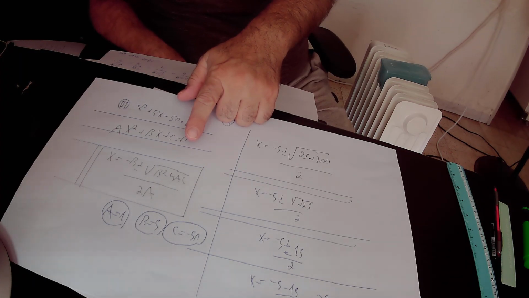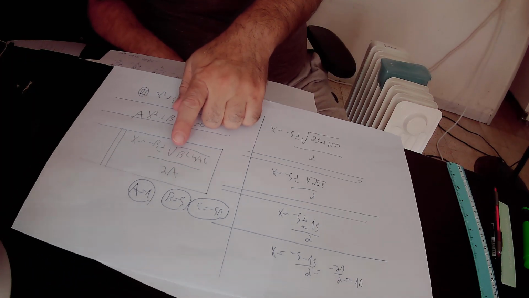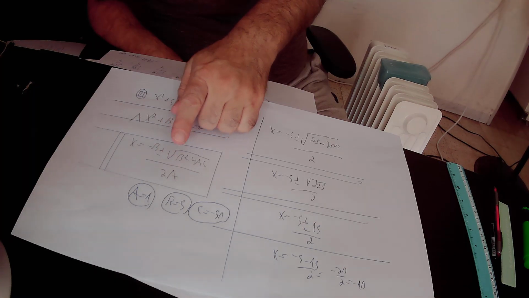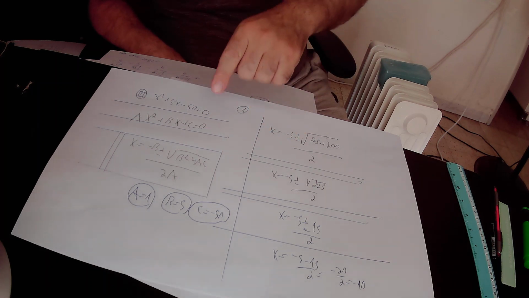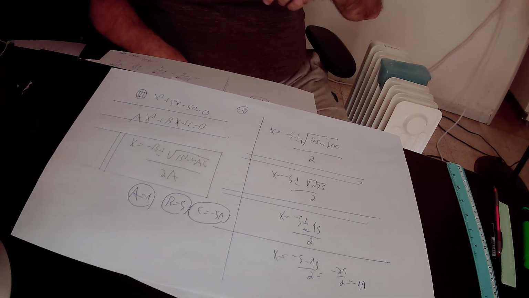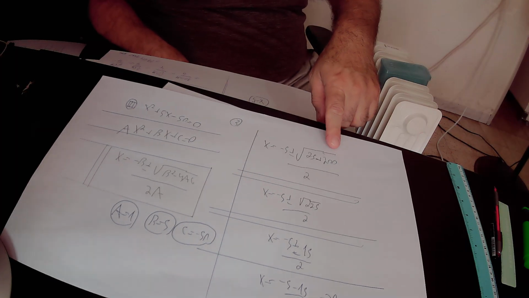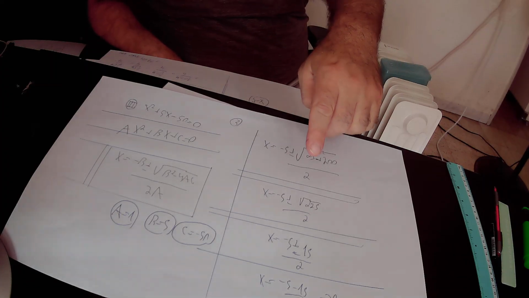B is 5, therefore b squared is 5 squared, that is 25, minus 4 times a times c. So it is minus 4 times a, where a is 1, so minus 4 times 1 is minus 4, times c. C is minus 50, so minus 4 times minus 50 is plus 200. So inside the root we have 25 plus 200, that is 225, divided by 2a. A is 1, so 2a is 2 times 1, that is 2.